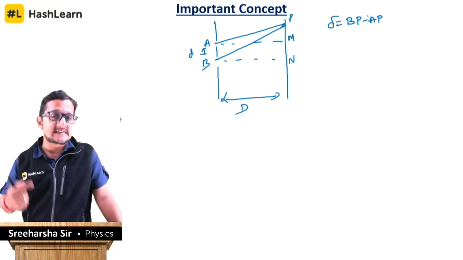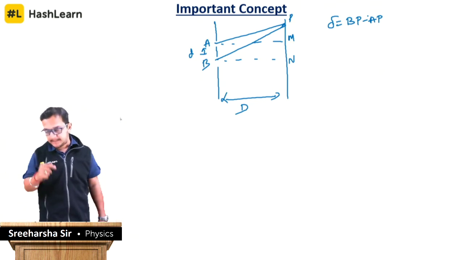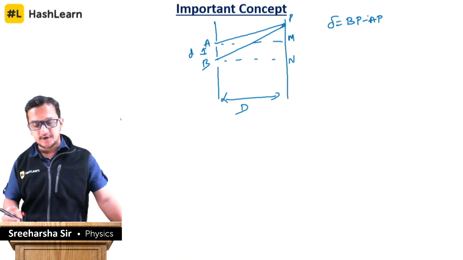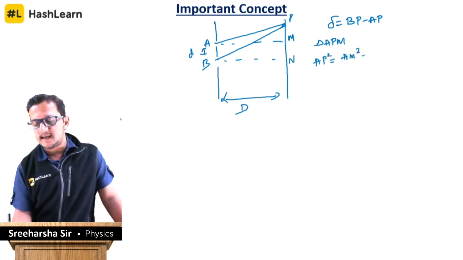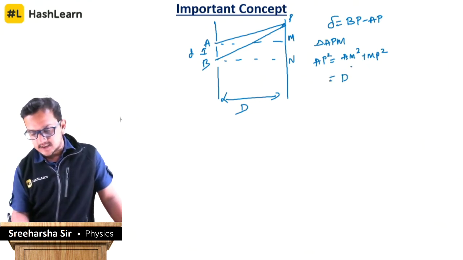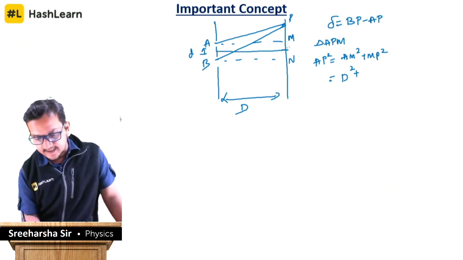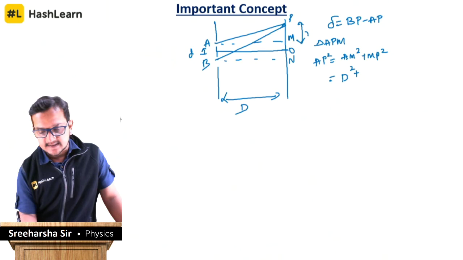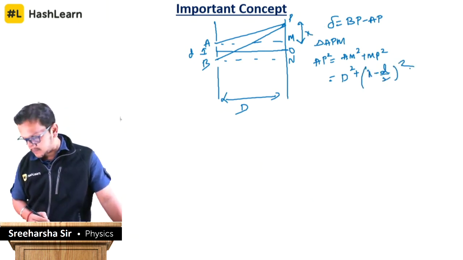The extra distance traveled by the wave is called the path difference. That can be calculated using the two right angle triangles. In the triangle APM, AP square equals AM square plus MP square, which is equal to capital D square plus, if I assume from the center of the screen O this distance is x, x minus d by 2 the whole square.